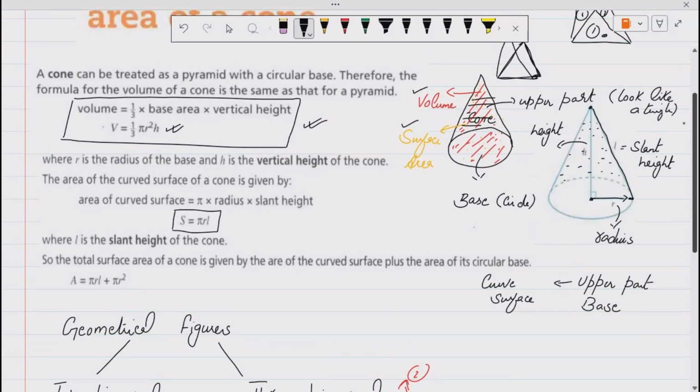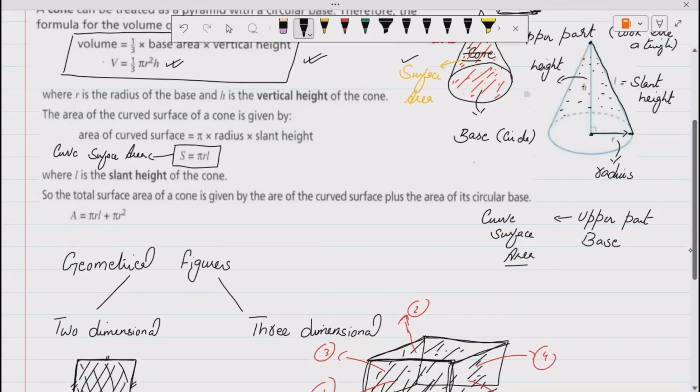We call it S, and its formula is pi RL. So L is, we know, the slant height, pi is a constant, and R is the radius. So this is the curved surface area. This S is the curved surface area, which means this above part's area. And again, because it has two parts, the upper part, we know its formula is pi RL. But the lower part is the base, which is a circle, and the area of a circle is, we already know, pi r square.